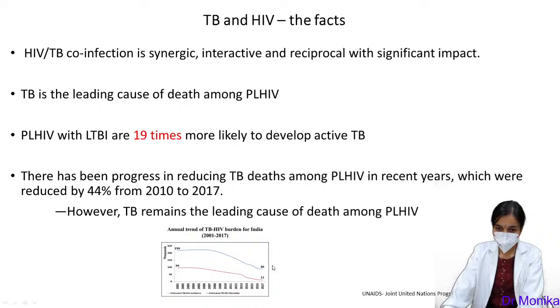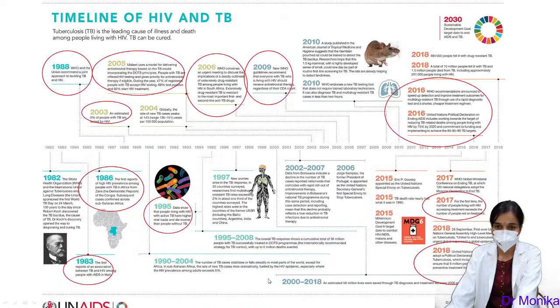So this is the graph which shows the annual trend of TB-HIV burden for India from the year 2001 to 2017. It shows that the number of deaths due to TB and HIV has declined, but it is still a leading cause of deaths. And now the recent data is showing that it has increased also. It's been increasing. So this is the timeline of HIV and TB infection.